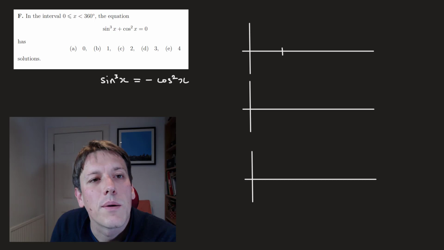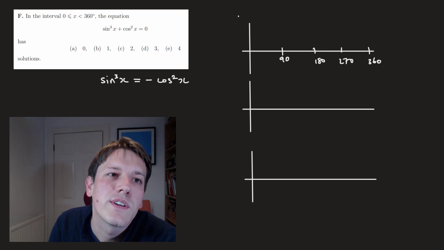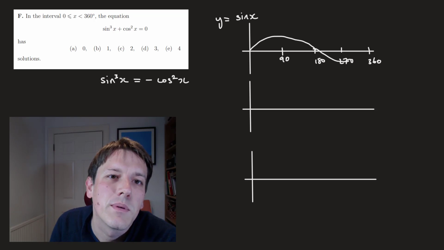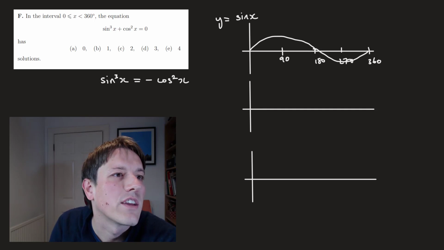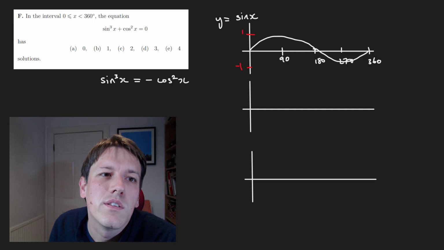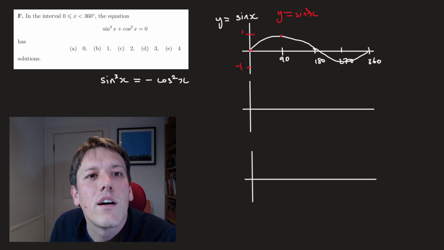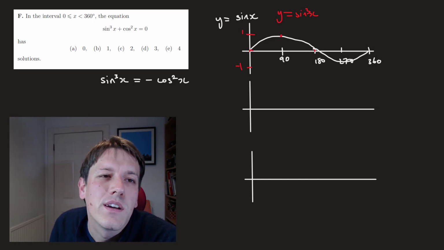Okay, so perhaps on all of these graphs we can think of having points at 90, 180, 270 and 360. If I start with the graph of y equals sine x, then we know that it looks something a little bit like this. I'm not going to bother being too accurate here. And so sine cubed x, well, all of these numbers are between 1 and minus 1. So if I do sine cubed x, effectively the points at 1 and 0 stay where they are, and everything else is going to get smaller when I cube it.